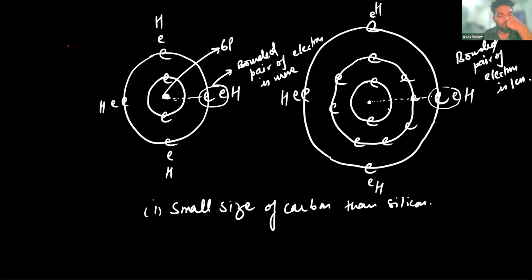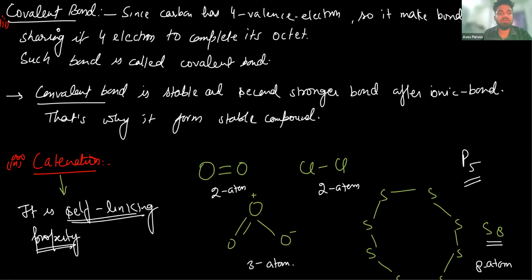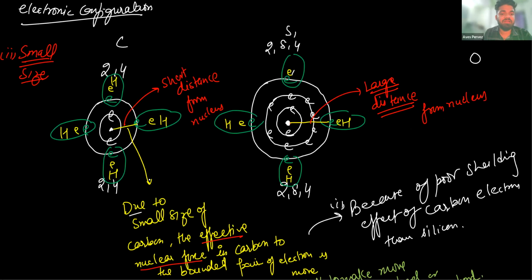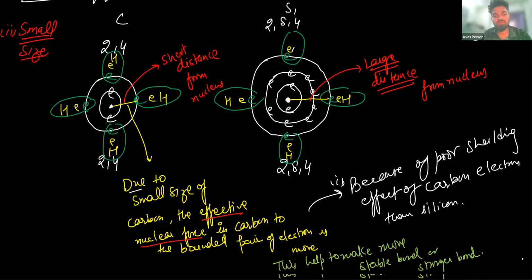Understood? Understood, everyone? Yes, sir. Okay. So you have to write this down: due to small size, note it down, due to small size, the effective nuclear force in carbon on the bonded pair of electrons is more.